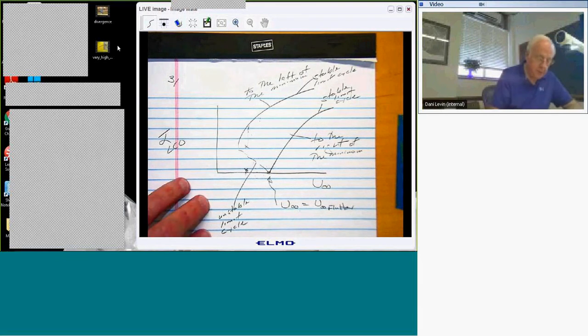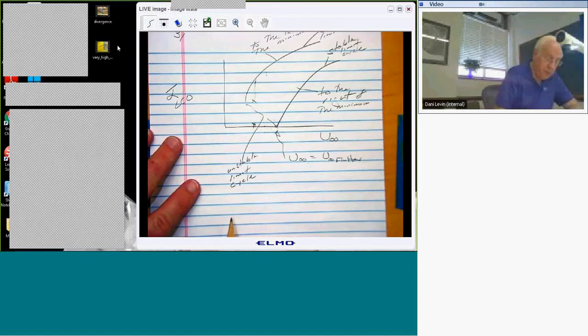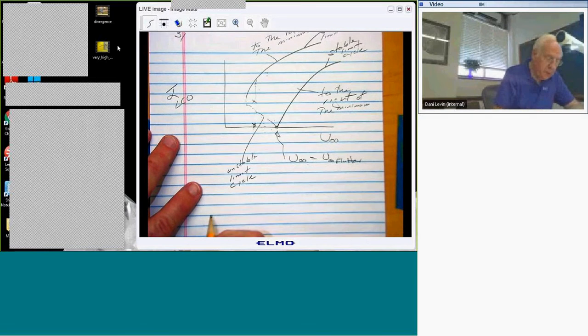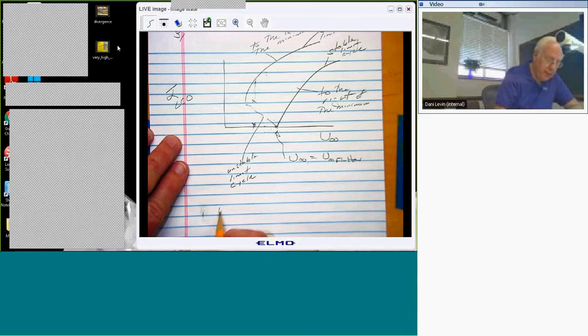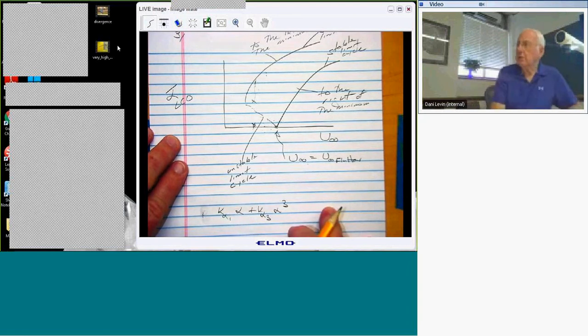Well, let me first of all draw the curve here. What am I going to show? I'll show the restoring moment. Remember what this is: K alpha times one plus alpha plus K alpha 3 times alpha cubed. This is the elastic restoring moment, right?